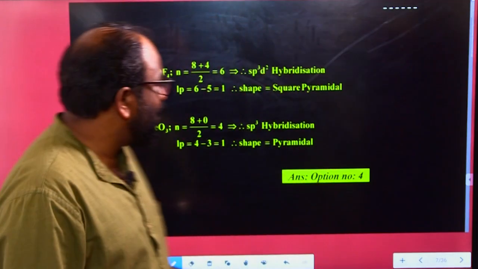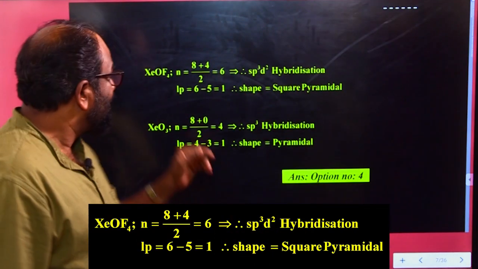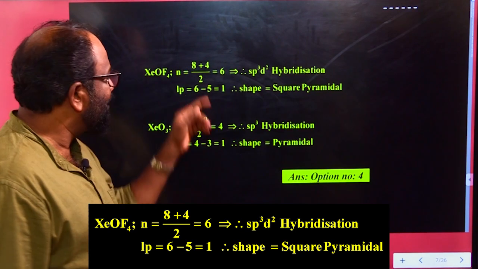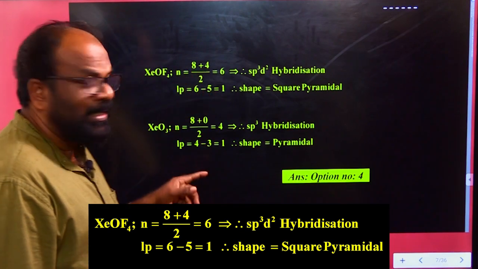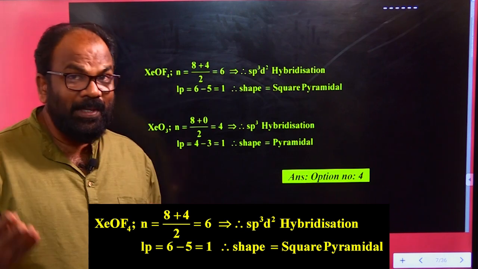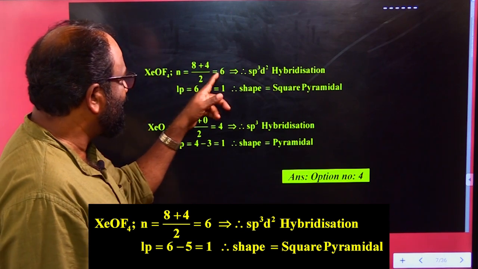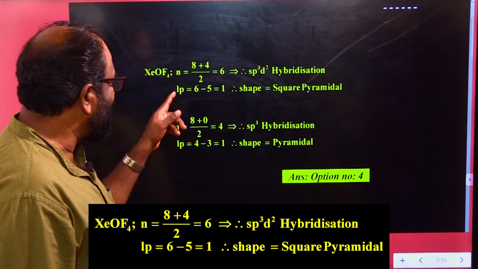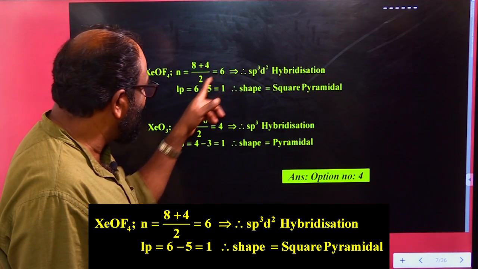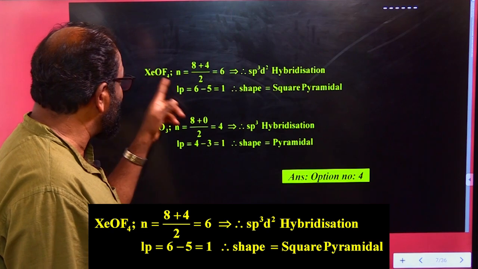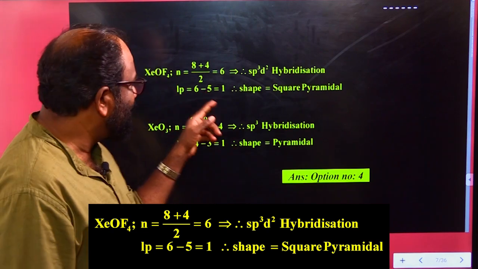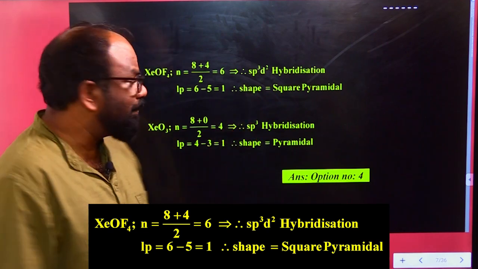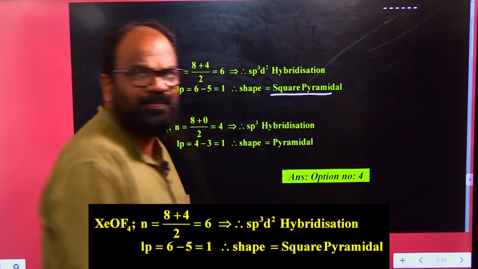Now, the third compound is XeOF4. The number of hybrid orbitals n is equal to the valence electrons 8 plus the number of monovalent atoms 4, because here oxygen is not a monovalent atom, by 2, therefore number of hybrid orbitals is equal to 6. So hybridization is sp3d2. Number of lone pairs is equal to number of hybrid orbitals 6 minus number of groups attached to central atom, that is 5. So lone pairs is equal to 1. That is sp3d2 with 1 lone pair. Therefore the shape of the molecule is square pyramidal.